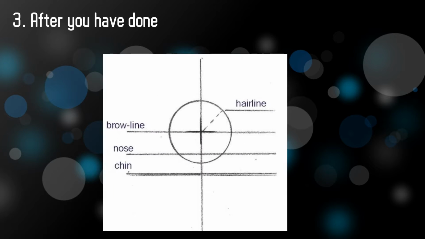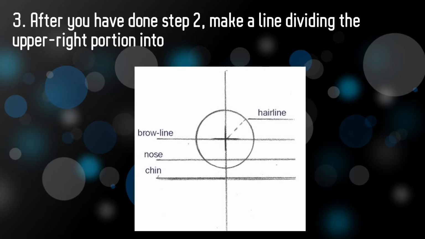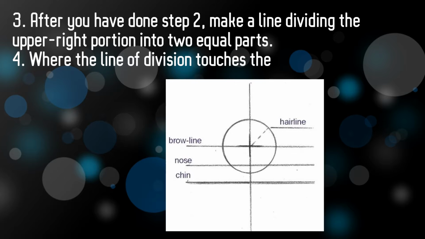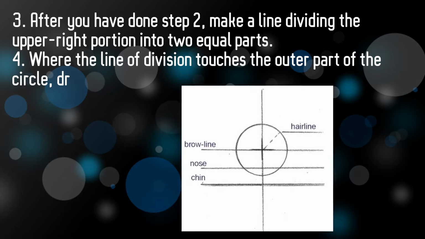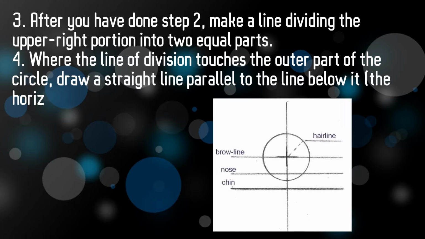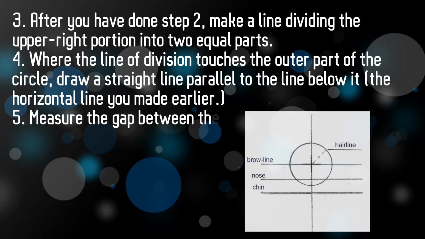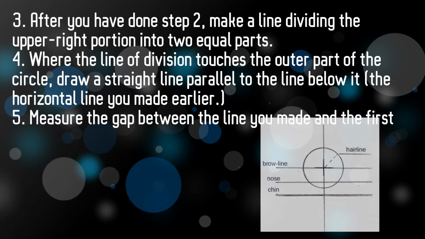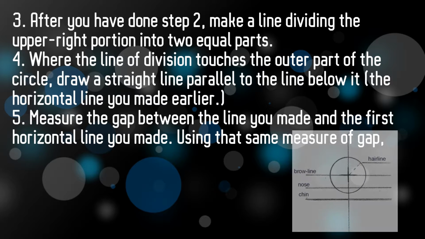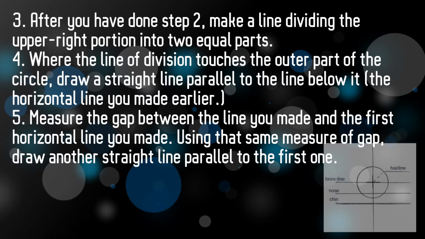After you have done step 2, make a line dividing the upper right portion into 2 equal parts. Where the line of division touches the outer part of the circle, draw a straight line parallel to the line below it, the horizontal line you made. Measure the gap between the line you made and the first horizontal line you made. Using the same measure of gap, draw another straight line parallel to the first.